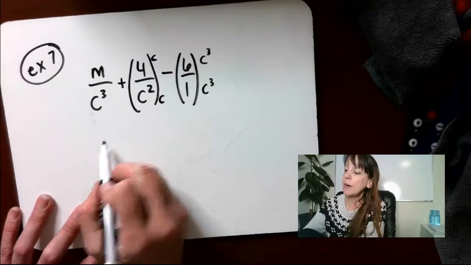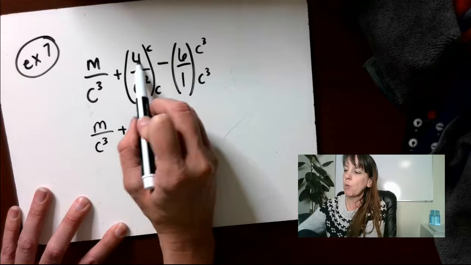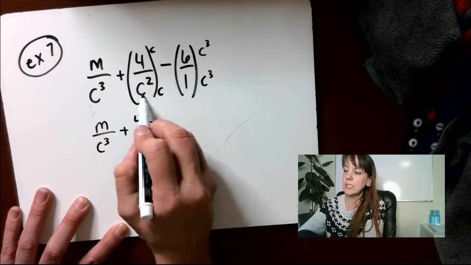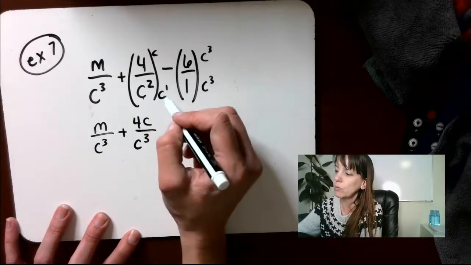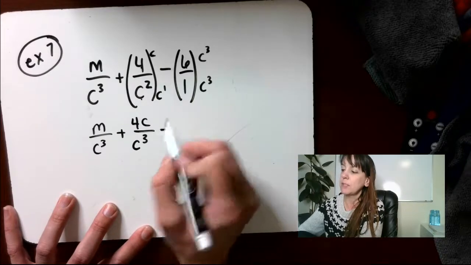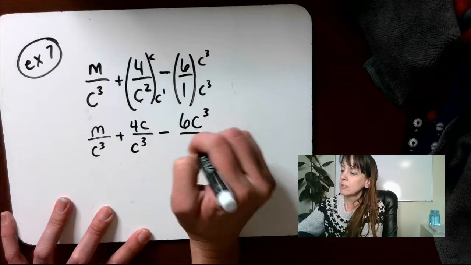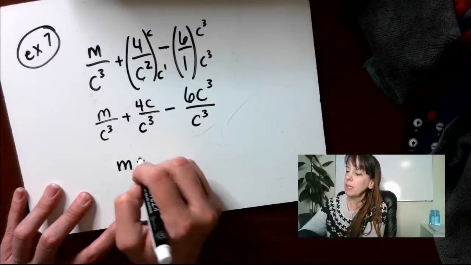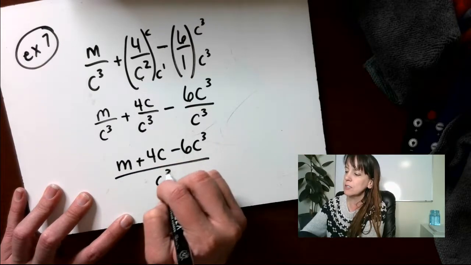Okay? So now what I have is c to the third plus 4 times c, 4c, over c to the third, because c squared times c to the 1 gives me c to the third. Did I do that right? Yes, okay. Minus 6c to the third over c to the third. So now what we have is c to the third plus 4c minus 6c to the third all over c to the third.